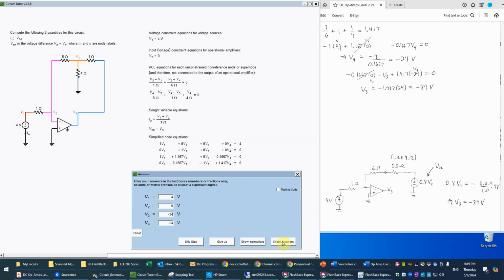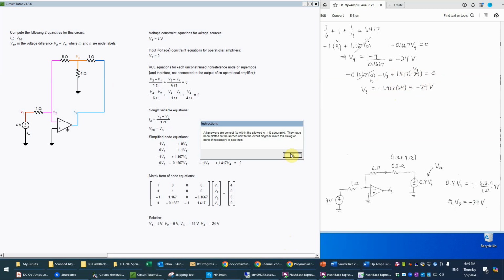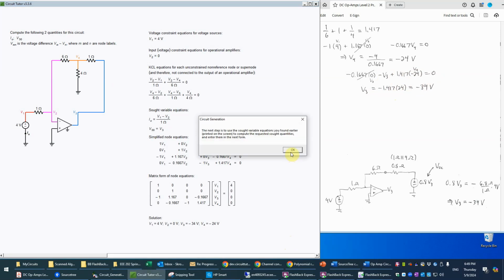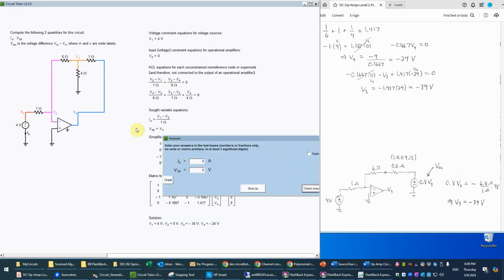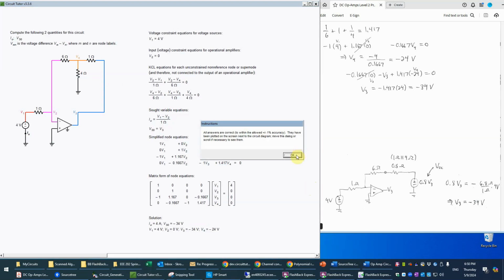And now we'll check those answers. They are correct. And now we just need to calculate the SOT quantities using the SOT variable equations that we've already written. So I naught is V1 minus V2 over 1. So that's just 4 minus 0, or just 4 divided by 1. So that's pretty easy. Just do that as 4. And V3, 0, well, that's just V3. And V3 was negative 34. So we could just type that directly. No need for computations. And then we just check those answers. And those are correct.